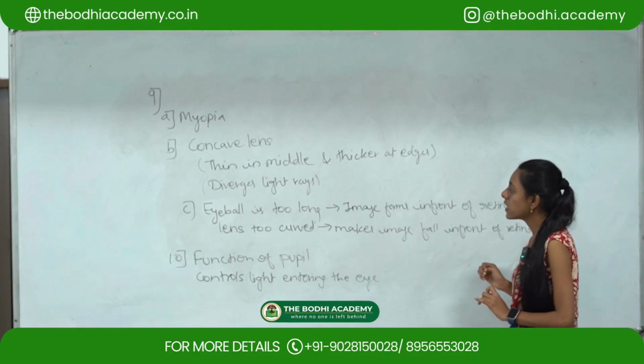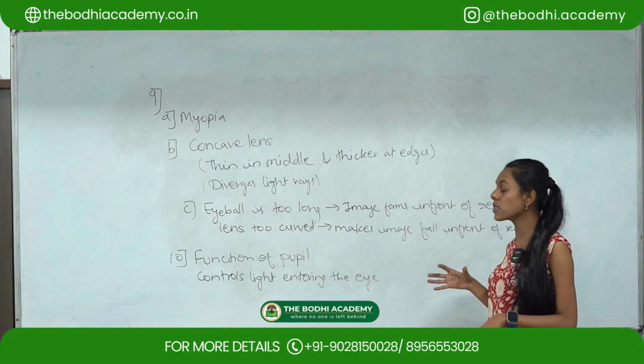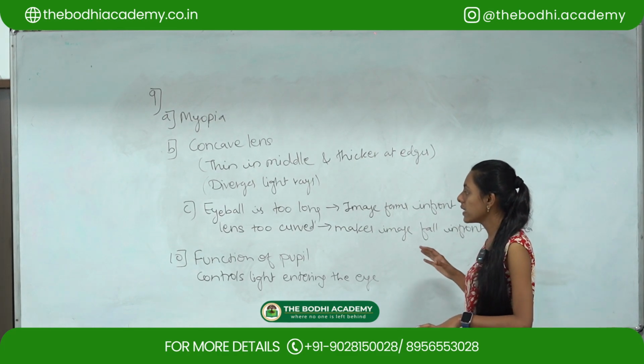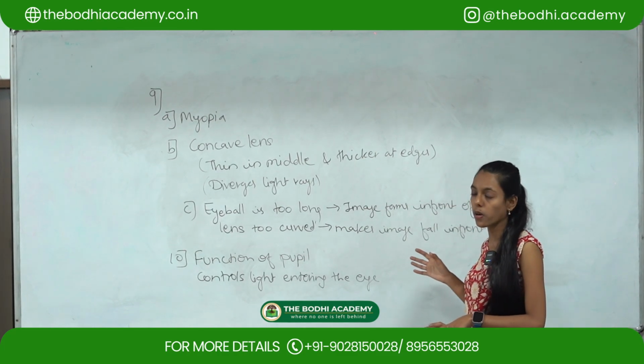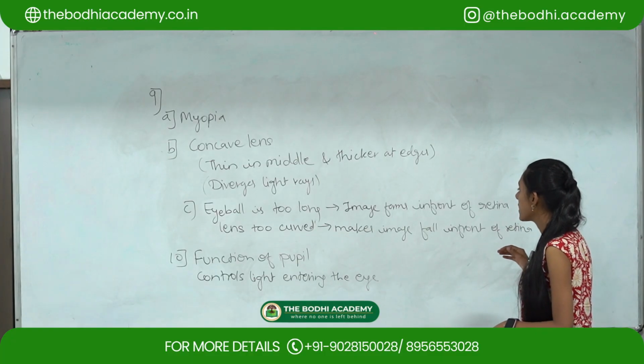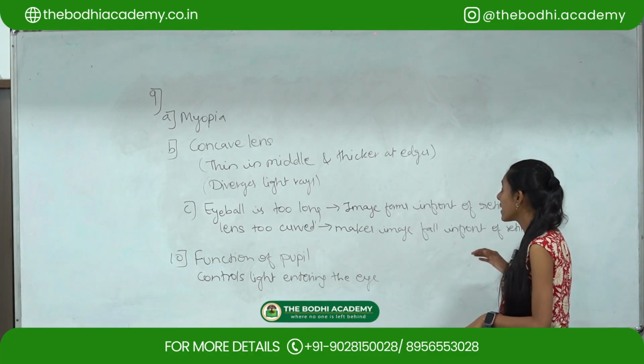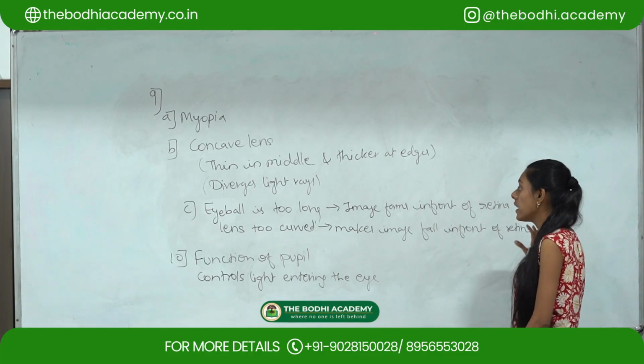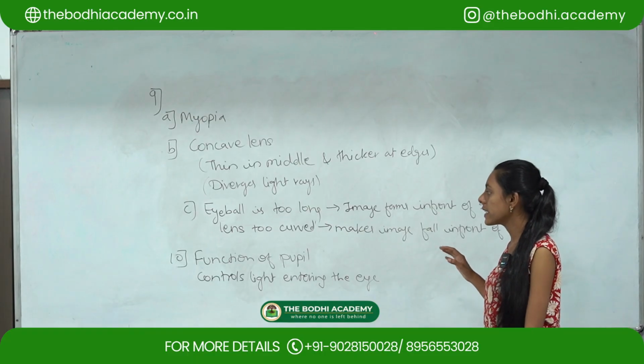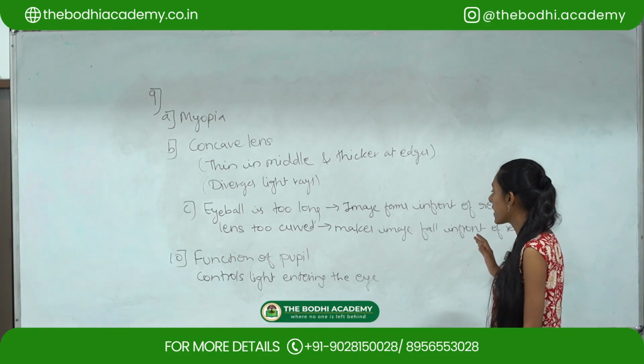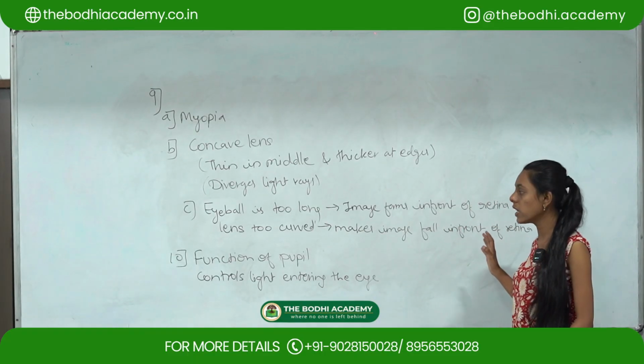Then the third question is, what are the causes of this defect? Here the eyeball is too long, and the image is formed in front of the retina. And the lens is too curved, which again makes the image fall in front of the retina.